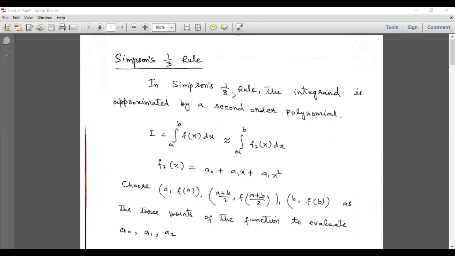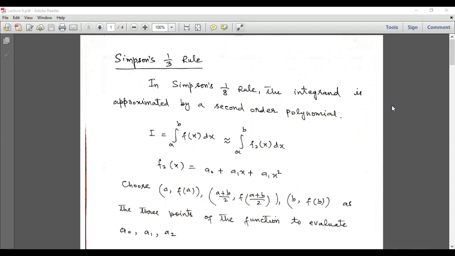So in Simpson's 1 by 3 rule, this is 1 by 3. The integrand is approximated by a second order polynomial. So as we all know, numerical integration is actually done to evaluate definite integrals for complicated mathematical expressions. For complicated mathematical functions, the integration cannot be evaluated by simple analytical methods, which include integration by parts and integration by substitution. So, for those mathematical functions, numerical integration will be helpful.